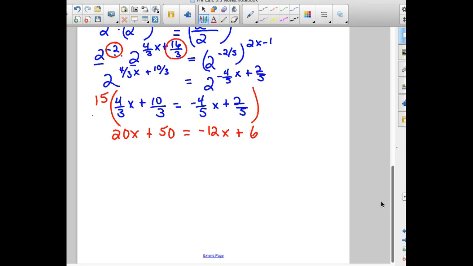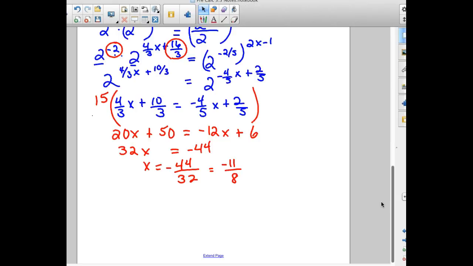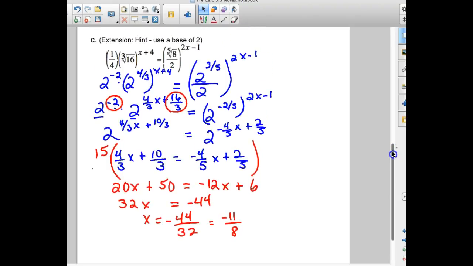All right, simplifying, we can add the 12x to the other side. We can subtract the 50 to the other side, and then simplify. So 44 over 32, we could reduce that down to negative 11 over 8. All right, so that was the first method, getting both sides to have common bases. Obviously, that last question here was quite a bit more difficult, but just looking at all the different algebra that might be involved in these.